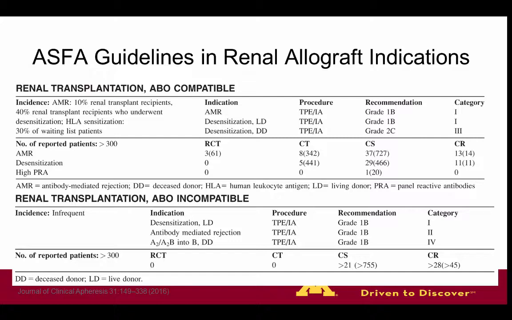So specifically the ASFA guidelines for renal transplantation, as you can see, it breaks it down into the different procedures, and really for all the different indications, they're grade 1B. They have a strong recommendation with moderate evidence, and really the only one that has a second line recommendation is for desensitization for a deceased donor transplant.